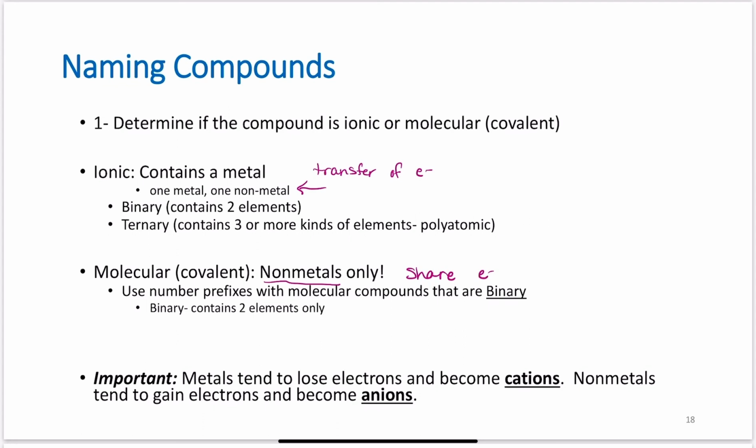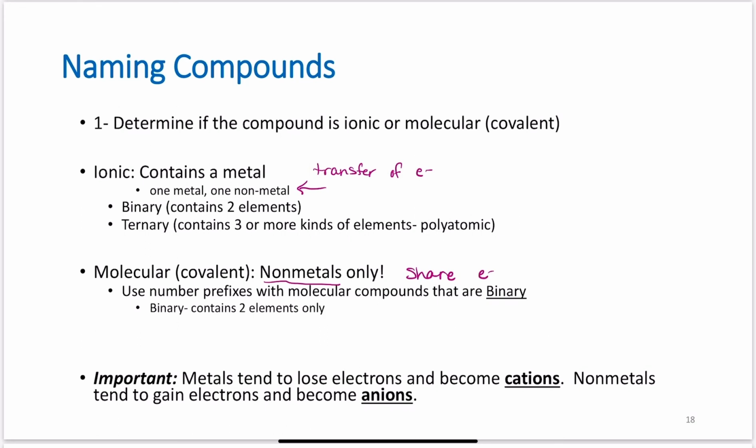So there's a naming convention we're going to follow. If we see a metal and nonmetal, we're going to name it as ionic. If we see all nonmetals, we're going to name it as a molecular compound. So for molecular compounds that are binary, we need to use number prefixes. We'll go through all that in a different section. And again, binary just means it contains two elements only.